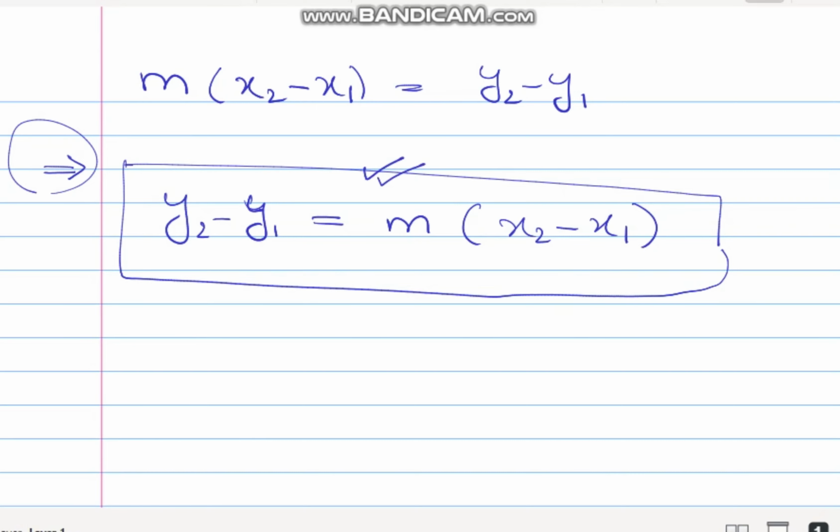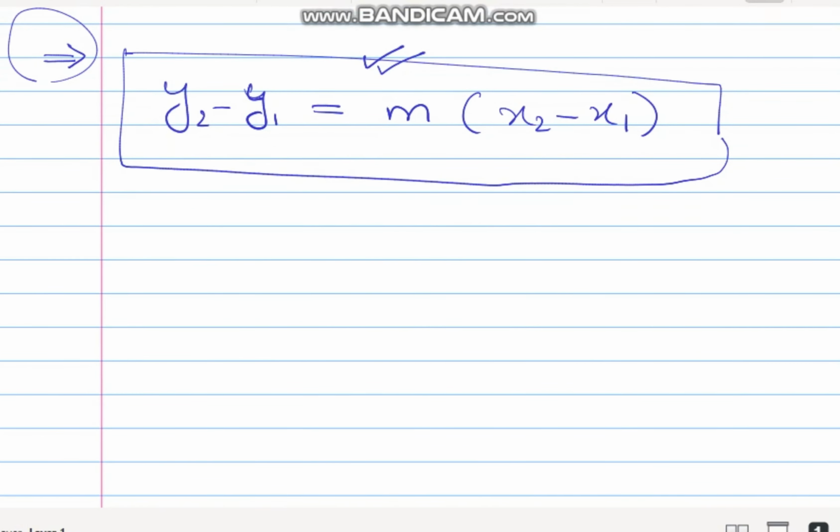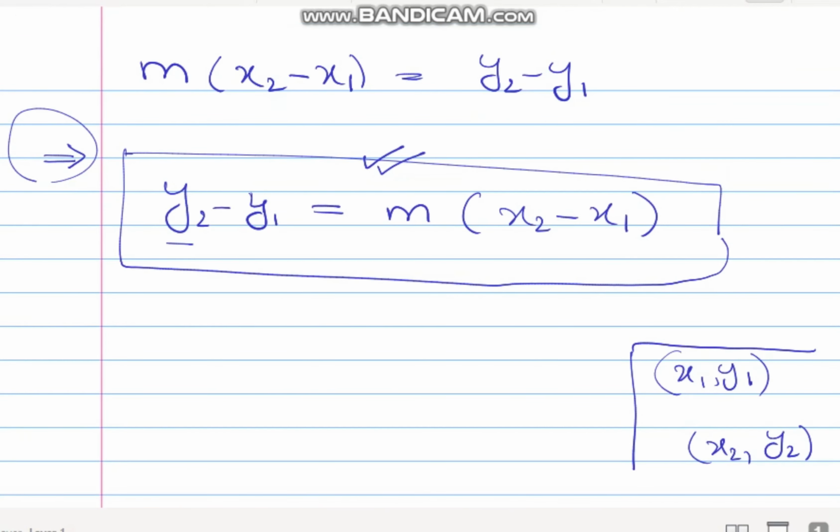So, dear students, what is the name of this form of the line equation? Do you know what we call this form of the line equation? What is the special name for this?